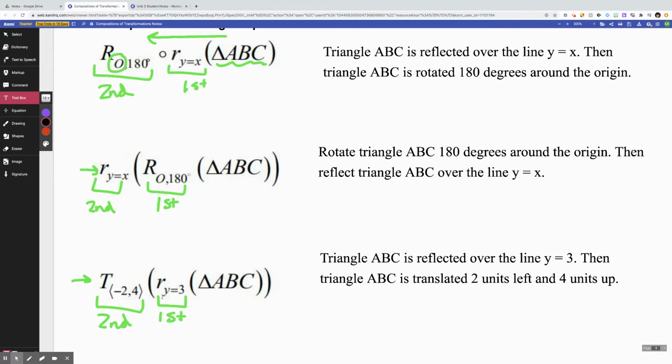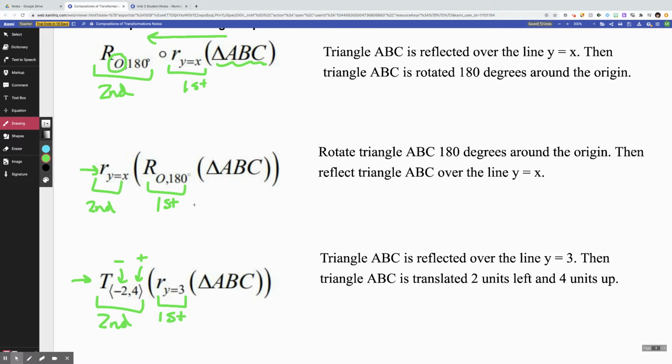And then in this third one down here, we have a reflection first and then a translation. So triangle ABC is reflected over the line y equals 3. Then triangle ABC is translated 2 units to the left. Notice you have a negative 2 here for x, so that's 2 units to the left, and then 4 units up. You have a positive value for y, so you're moving up.